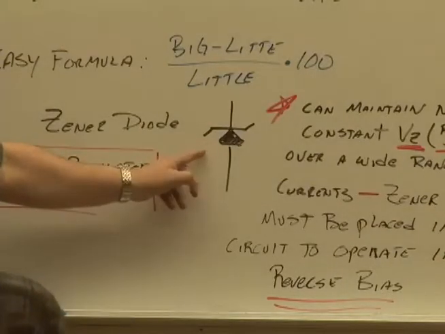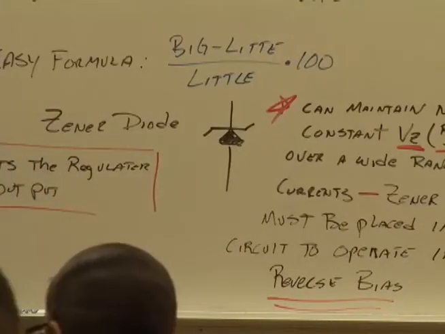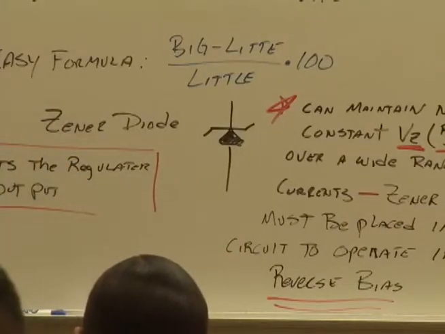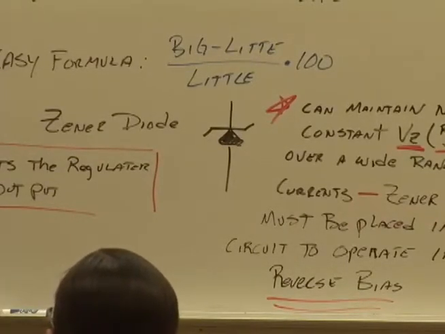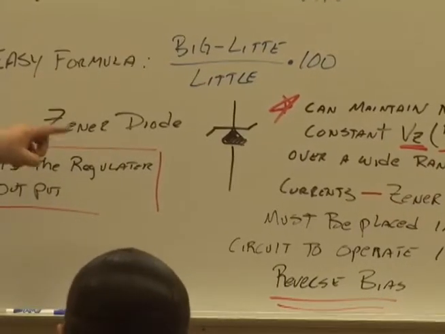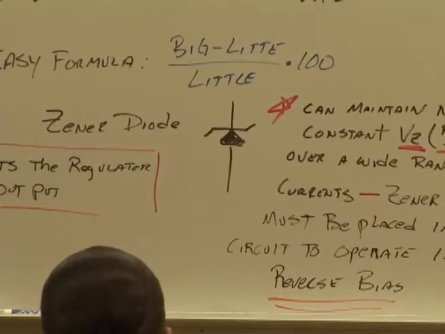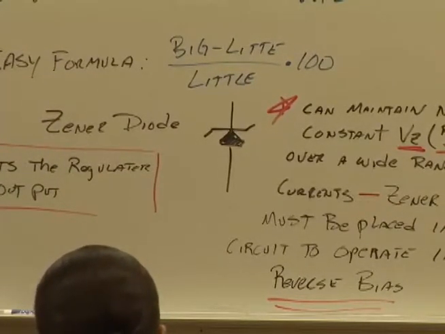So we must place this in the circuit. How? Reverse bias. It's reverse bias, or backwards polarity, right? If you think about it, you're kind of putting that diode polarity-wise backwards in the circuit, aren't you? That's exactly what you're doing. You have to do it that way.